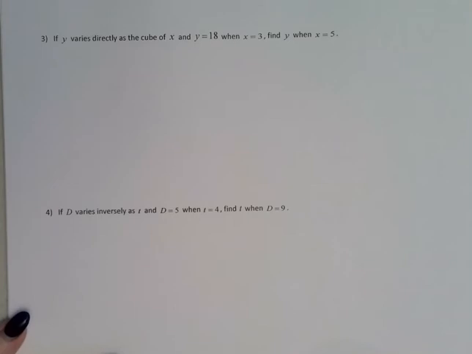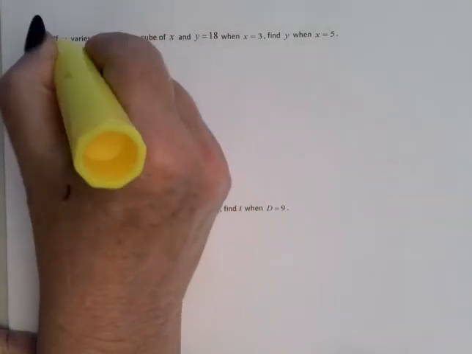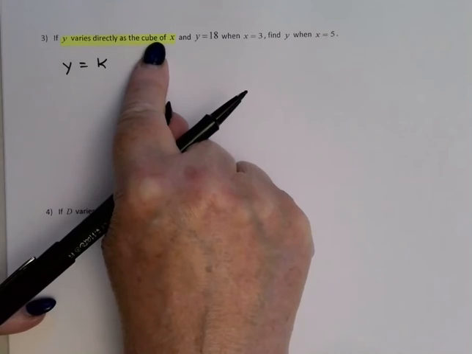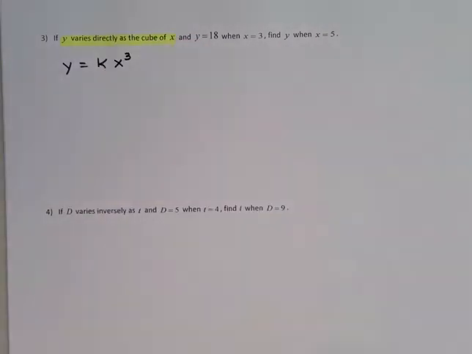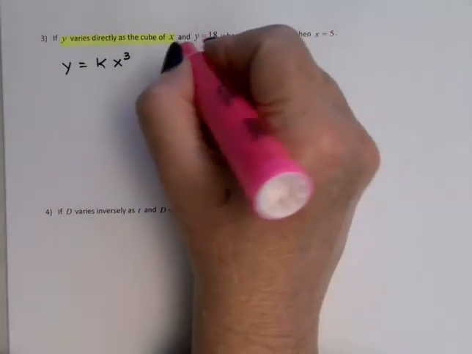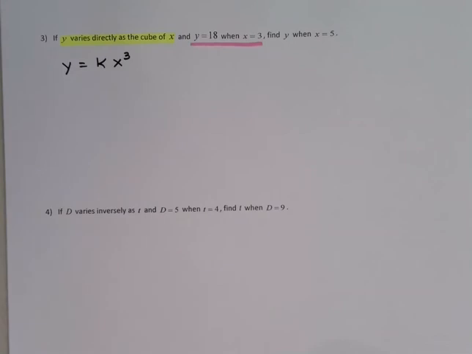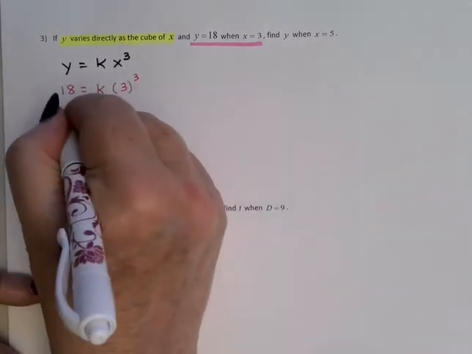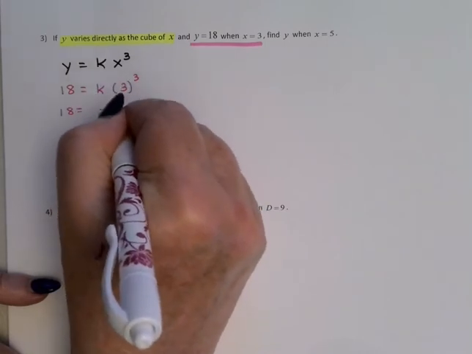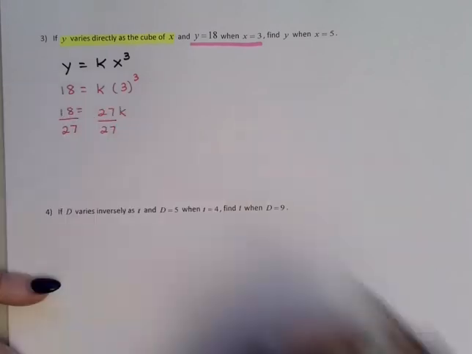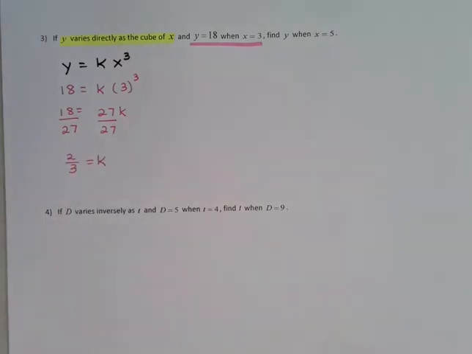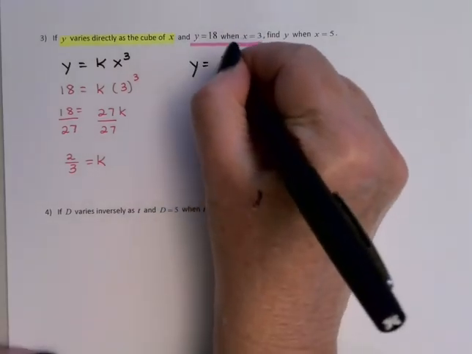In number 3, we're told that y varies directly as the cube of x. So again, it's direct variation. Y equals k multiplied by something. But this time it's multiplied by x cubed. Getting bored with these inputs, but we're going to use them one more time. Y is 18 when x is 3. So 18 would equal 27k. And if I divide by the 27, 18/27 reduces to 2/3. So now I know that y equals 2/3 x cubed.